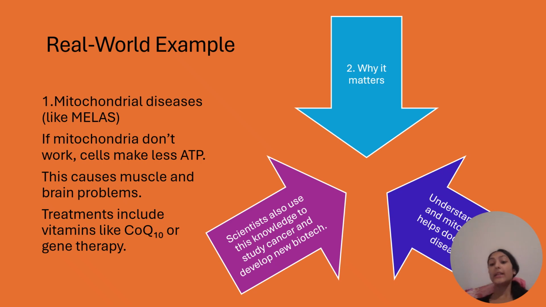It also says why it matters. It says scientists also use this knowledge to study cancer and develop new antibiotics. If we study mitochondria, ATP, and all these topics, we're going to know how our health system runs, and we can make many treatments to cure disease as well.